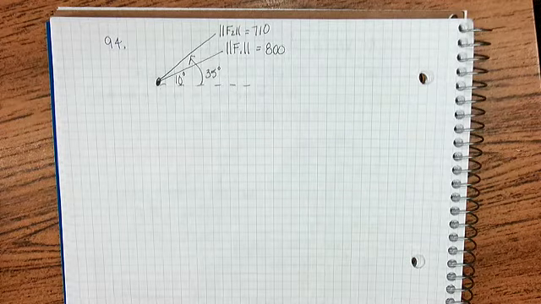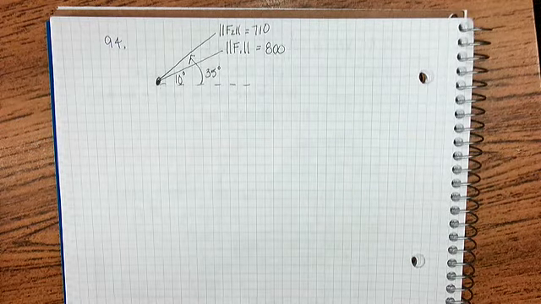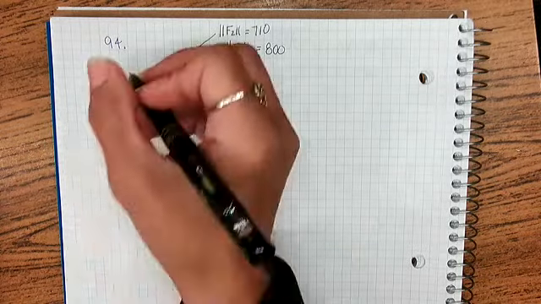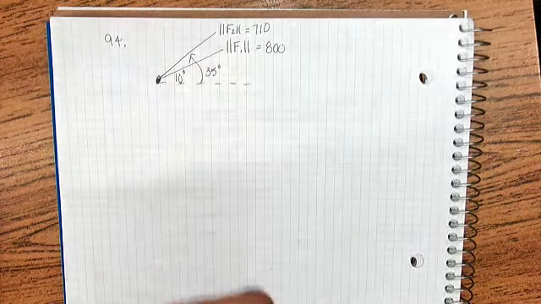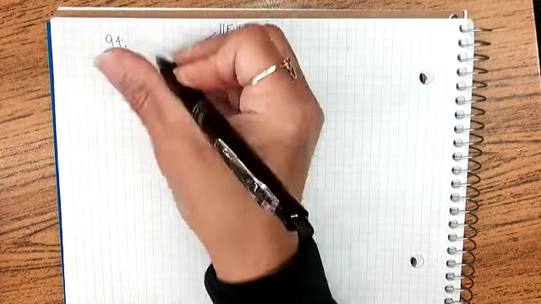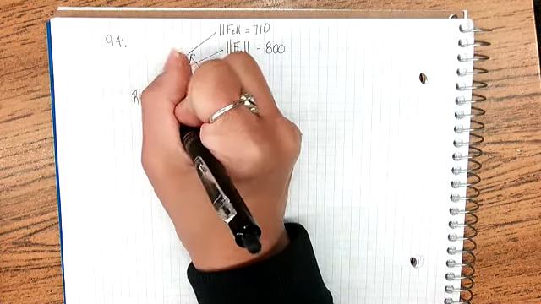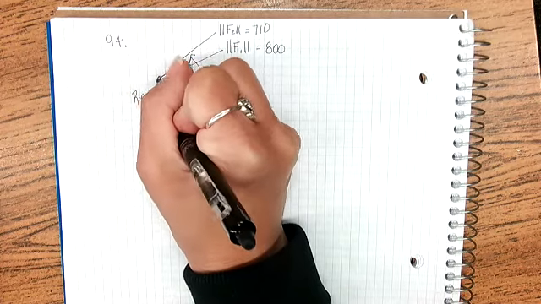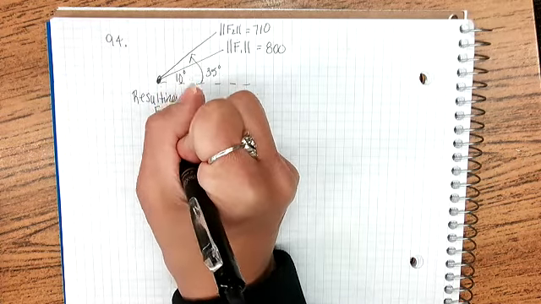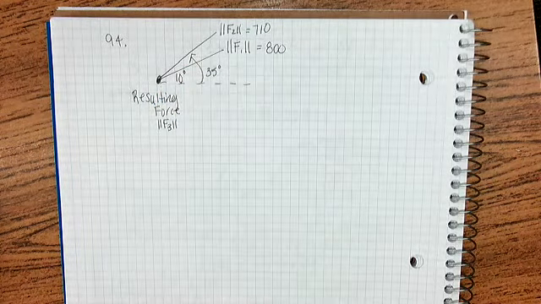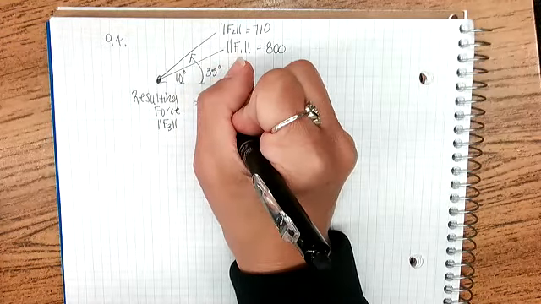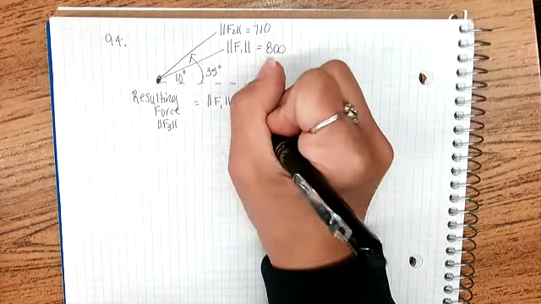Okay, so the resulting force is going to be what happens when you add the two together. So what should we say? Total force, maybe? Resulting force. I got to think of a letter for that. What would you say, F3? That's going to be equal to the first force plus the second force.